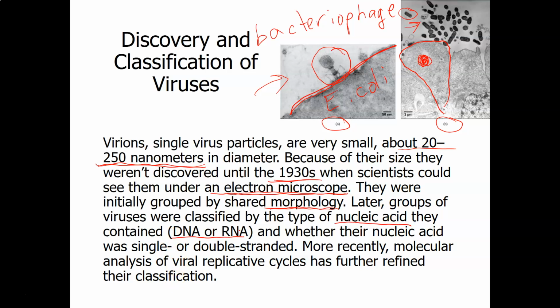Now, viruses, unlike living cells, the nucleic acid in a virus can be DNA or RNA, and then it can also be single-stranded or double-stranded. We learned in Bio 111 that DNA is always double-stranded, and we learned that RNA is always single-stranded, but not with viruses. With viruses, you can have single-stranded DNA or RNA, or you can have double-stranded DNA or RNA.